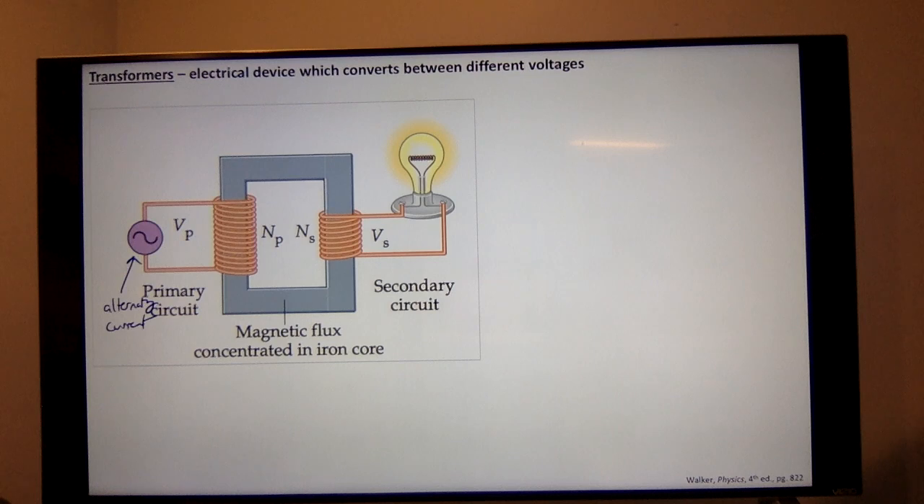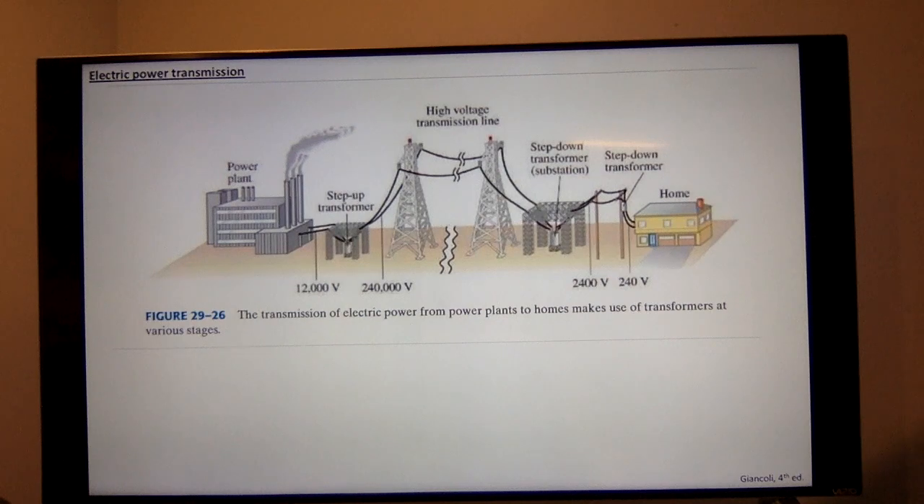There's a transformer in that little box that makes it, we'll say, a palatable voltage for your mobile device and gives you a voltage that's appropriate for that particular device. So that's transformers. This is also how electric power is transmitted.